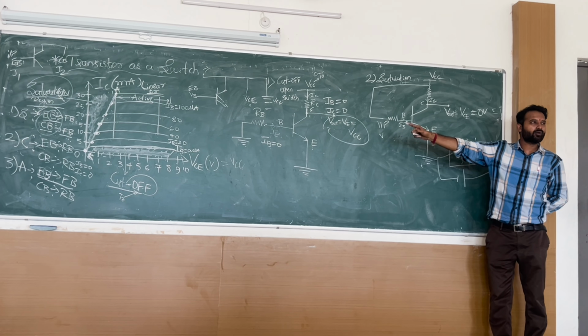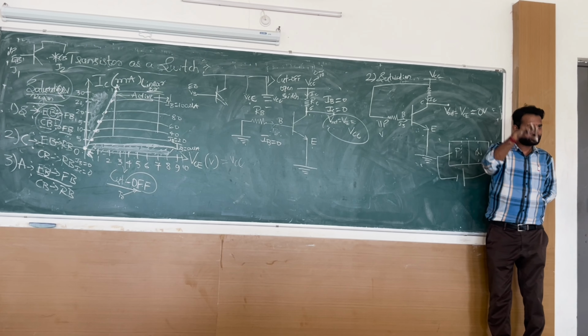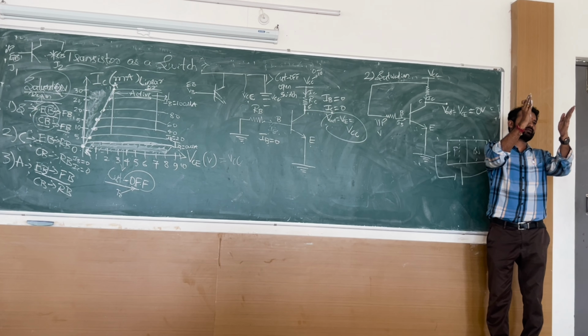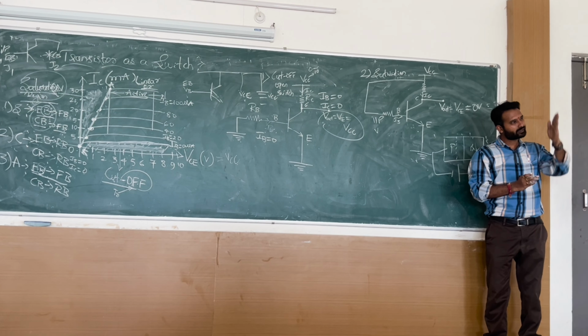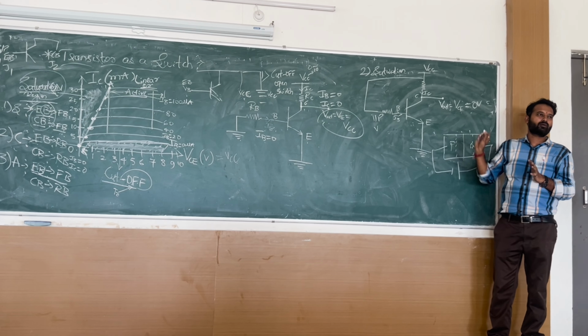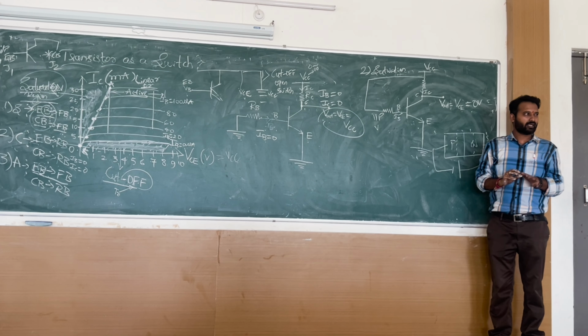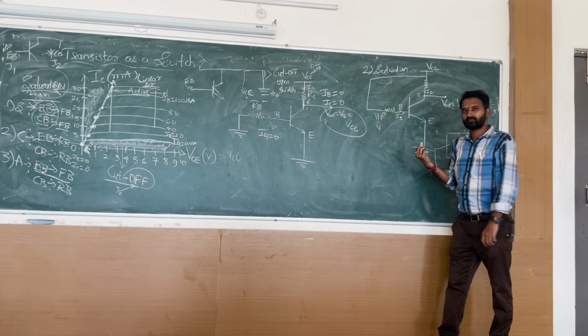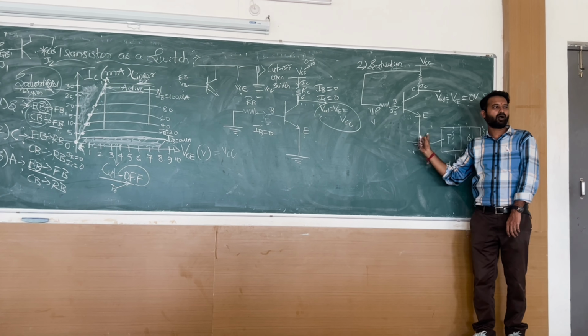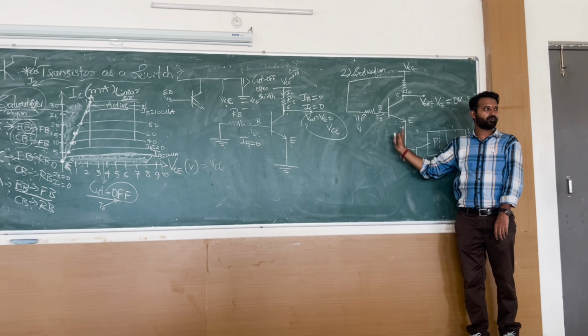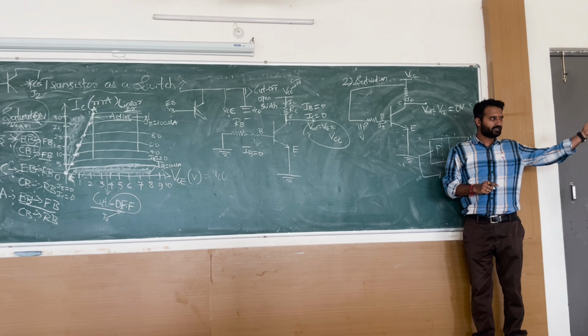Here, look into the diagram. VCE is at 0. I am having saturation. I am having base current. I am having collector current. Both are increased. Here, Vout is equal to VCE is equal to 0. Understandable? Got the point? Like this is off, this is on, off. That button, that switch.